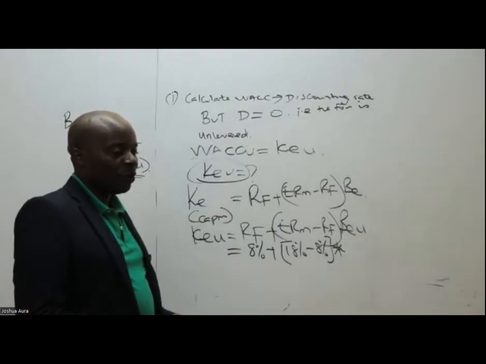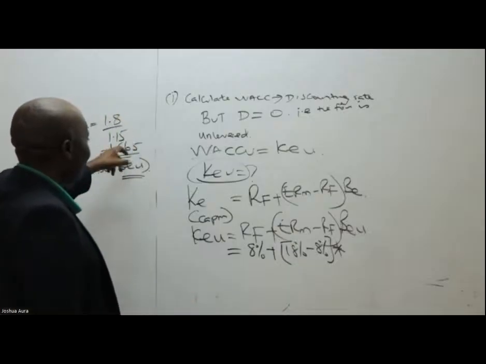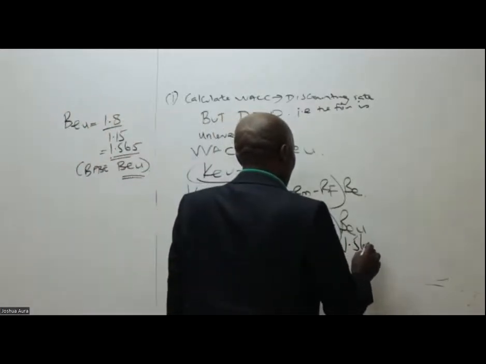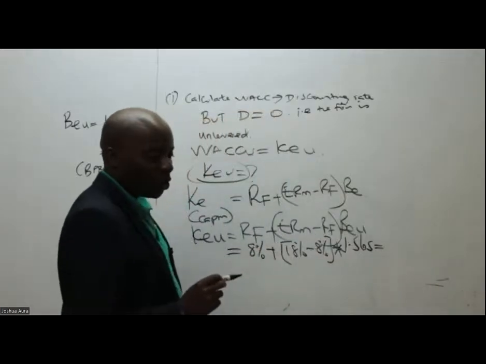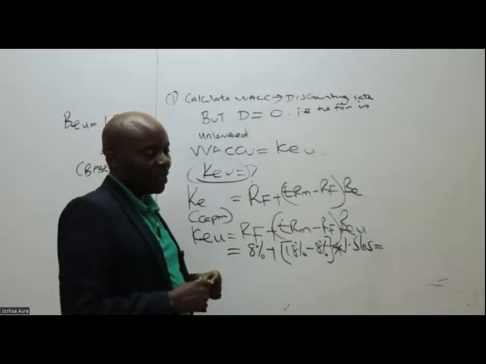Is there somebody who is able to recall that figure? Beta equity of the unlevered firm: 1.565. We have it here, because I'd written it like this. So please go slowly, and then you give me the answer. Very slowly, you give me the answer.